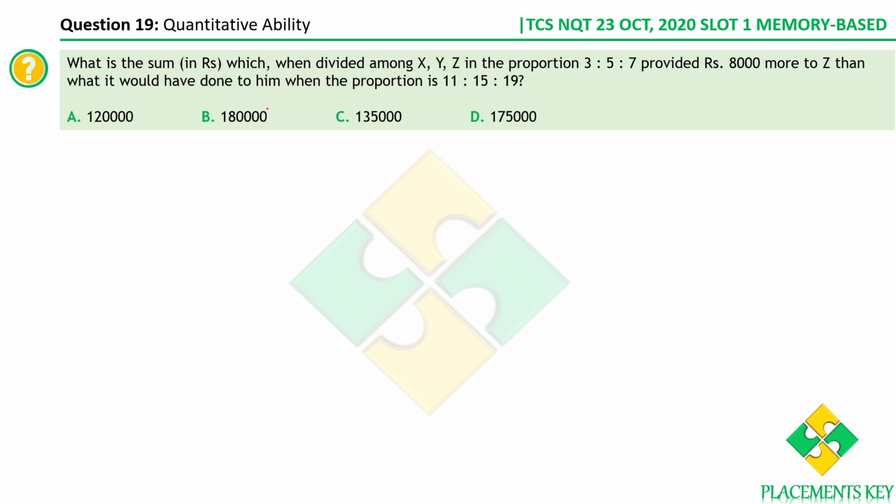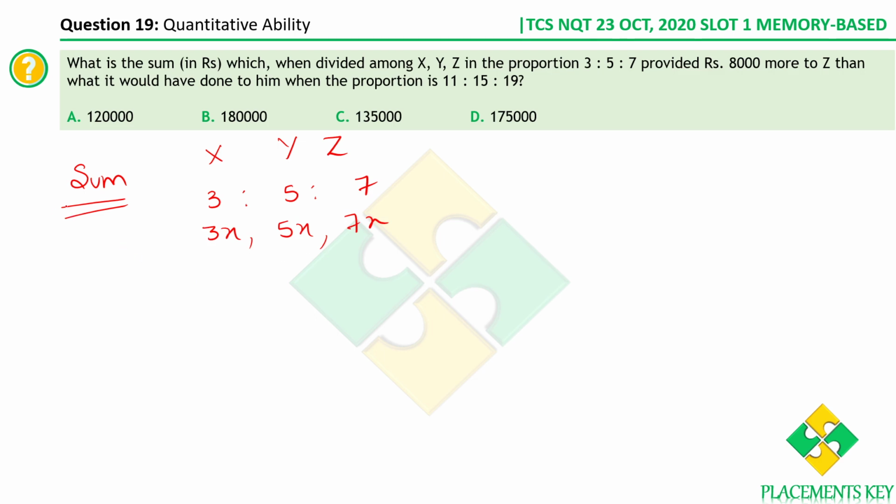Now, what is the sum which when divided among x, y, z in the proportion of 3:5:7? Let's say the sum is divided among 3 people, x, y, and z, in the ratio of 3:5:7. Let's assume the ratio constant to be x. So the values are 3x, 5x, and 7x. That is, x receives 3x, y receives 5x, and z receives 7x.